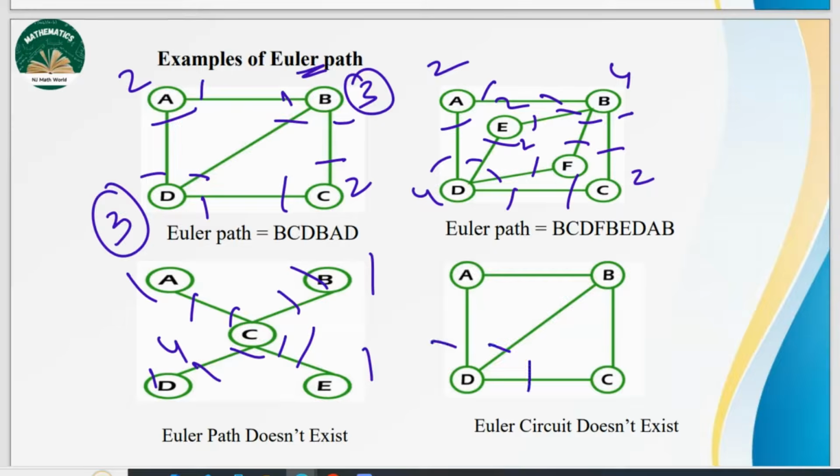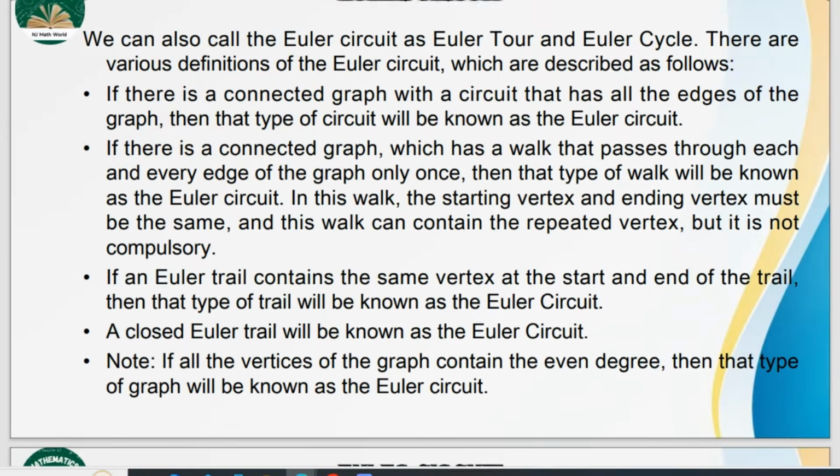Here 1, 2, 3, again 1, 2, 3, then again 1, 2, and again 1, 2. It is a Euler circuit. Here circuit does not exist. Okay. So here, what is meant by Euler circuit?